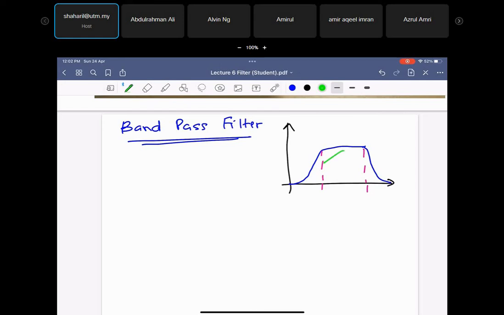What it does is this part it will pass, and this part it will block. For the critical frequencies, this one is F1 and this one is F2. So what is the value for F1 and F2? If you look at this graph, the first one is a high pass filter, and after that we go to a low pass filter. So your band pass filter is a combination of a high pass filter and a low pass filter, if we divide it into these two graphs.